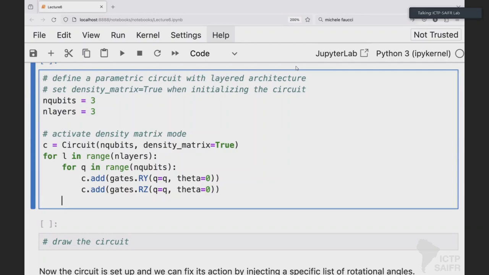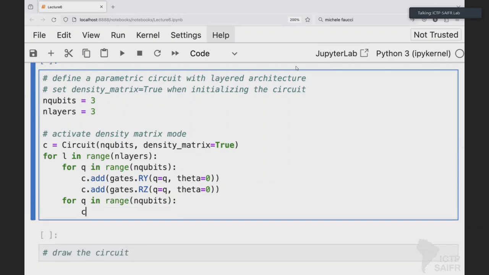And finally, we can attach to this first part of the circuit some CNOTs. So here again, I create another for loop over qubits, and I do c.add gates.CNOT using the control qubit q and the target equal to q plus 1. Now, I don't want to do from 0 to n qubits because otherwise it would be impossible. So here I do range from 0 to n qubits minus 1 with steps of 1. Okay, so I'm putting just a last CNOT that is connecting each qubit to the next one.